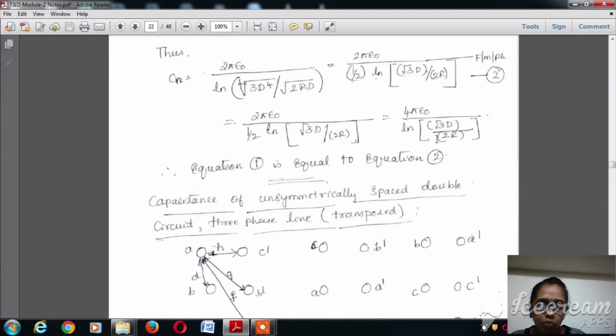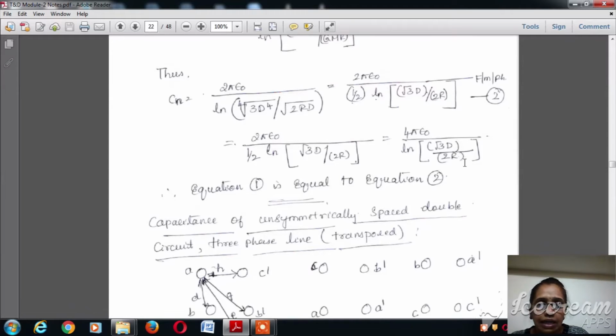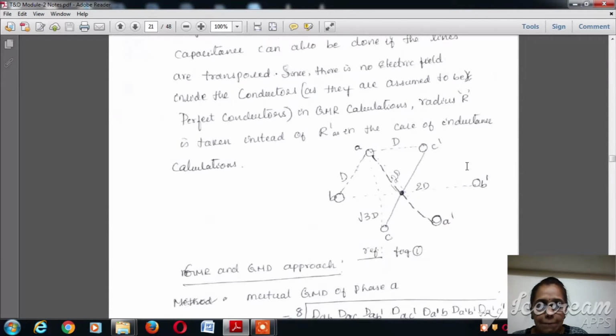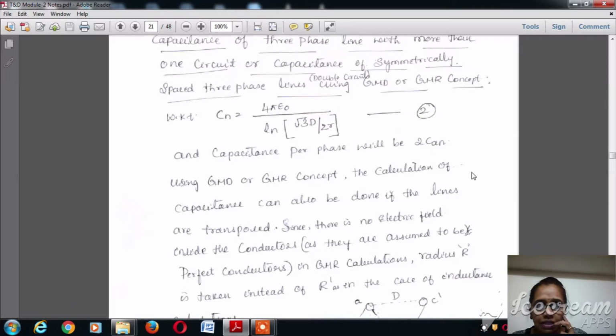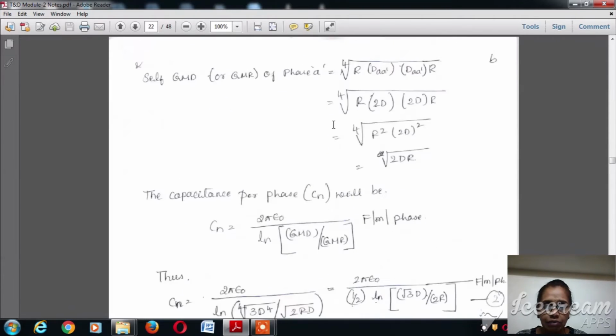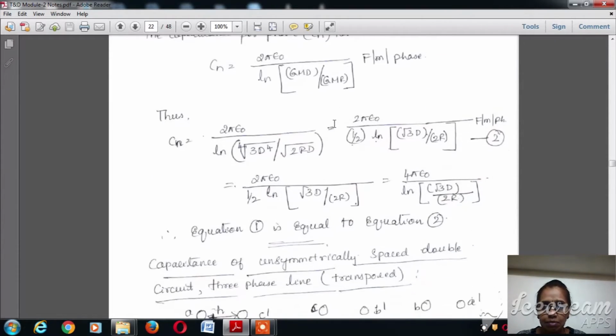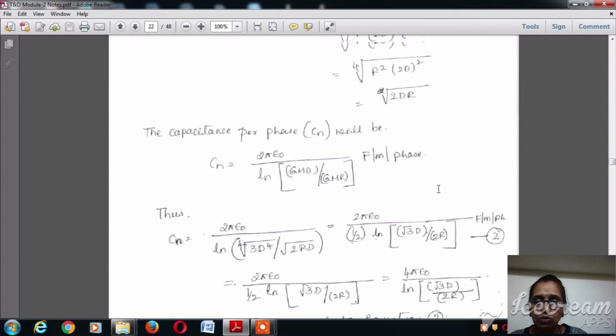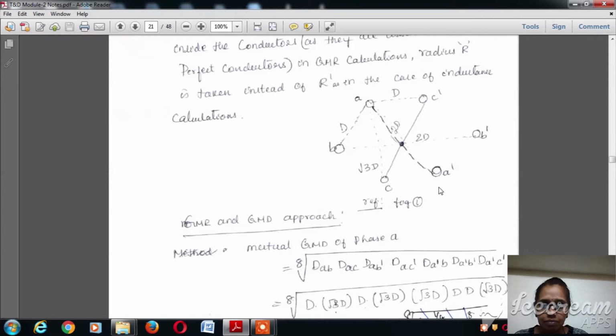This is one of the most important equations. So equation 1 is equal to equation 2. Now equation 1, what we have arrived at, in the beginning itself I have given this equation 1, that is 4 pi epsilon naught divided by ln into root 3d divided by 2r. Now we have arrived at the same expression, 4 pi epsilon naught divided by ln into root 3d divided by 2r.